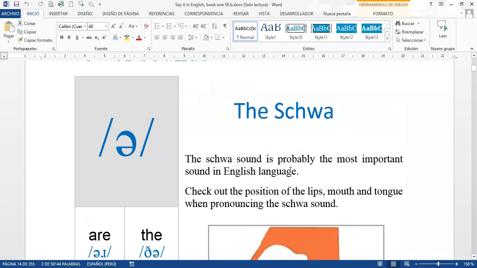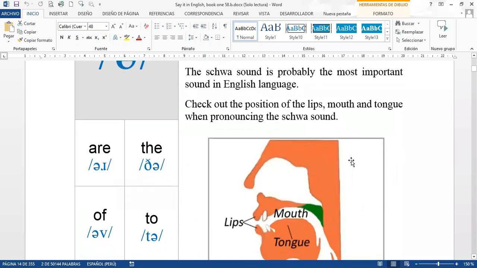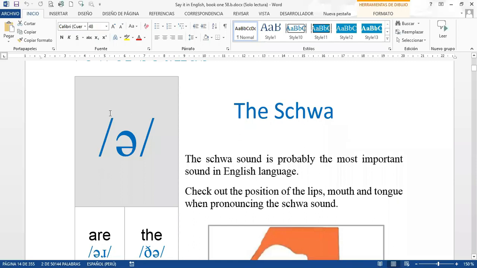The schwa, the most important sound in English. The schwa sound is probably the most important sound in the English language. Why? Because if you don't use the schwa properly, your English is going to sound foreign. It means your pronunciation is not going to be similar to a native speaker of English. So in order to do that, we need to master the schwa sound.